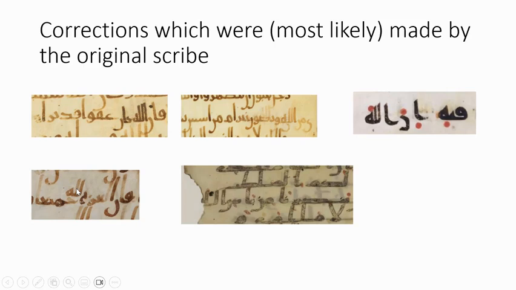Brubaker notes this, that this was most likely by the original scribe. This one as well: again, it's a bit unclear, but it's probably the original scribe. And this one almost certainly is the original scribe. Now, even if it is not, look at this example over here.